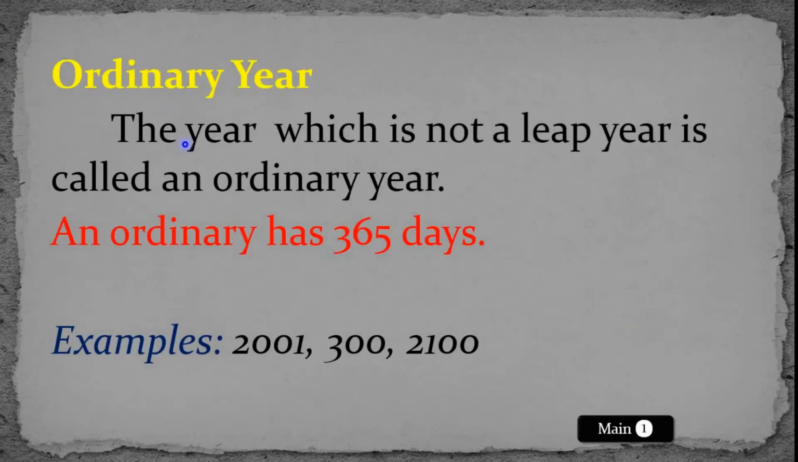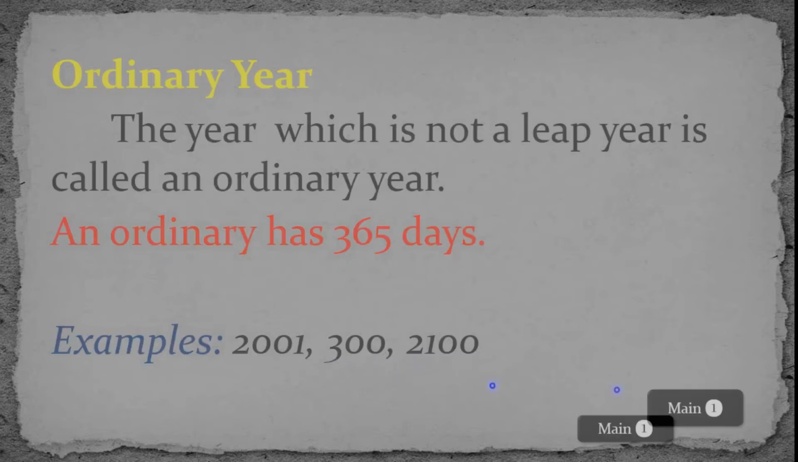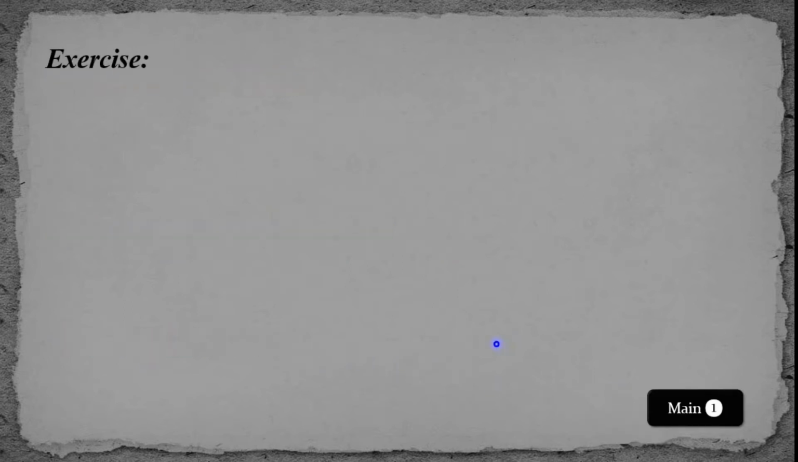Ordinary year. The year which is not a leap year is called an ordinary year. An ordinary year has 365 days. Examples: 2001 is a non-century ordinary year, whereas 300 and 2100 are century ordinary years. Let's do some exercise here.